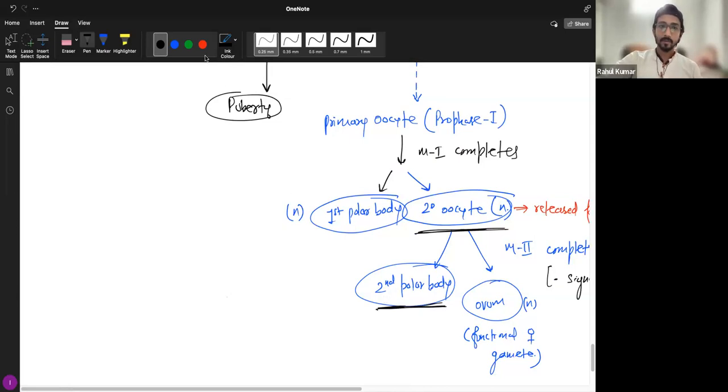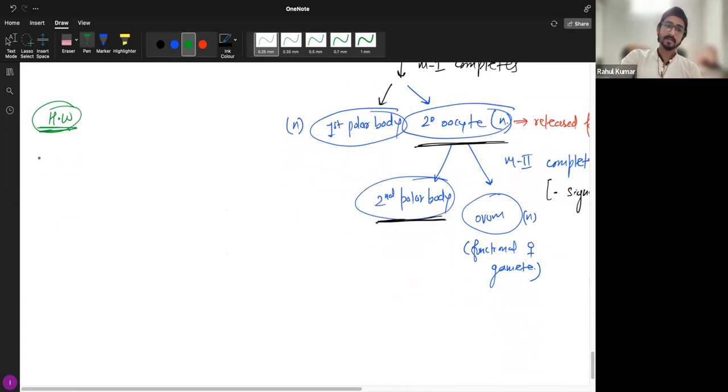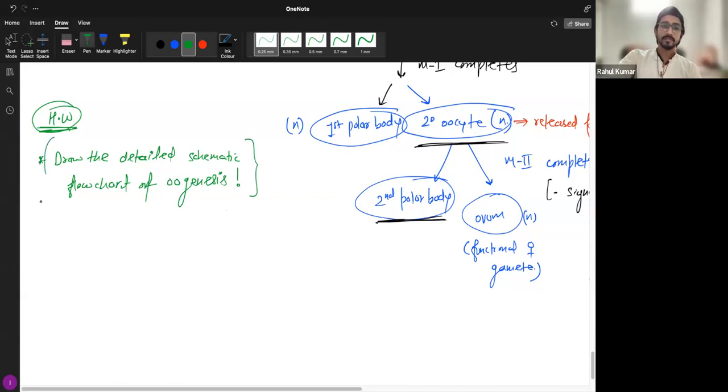So write down homework here only. What you have to do is read from my notes from NCERT. Then on your own, you have to draw this schematic. Draw the detailed schematic, as much detail as you can. How you are going to write it is on you. Draw a detailed schematic flowchart of oogenesis. Take an A4 size sheet, draw this, send me a picture as an assignment, and you can stick it at your study place or workspace.